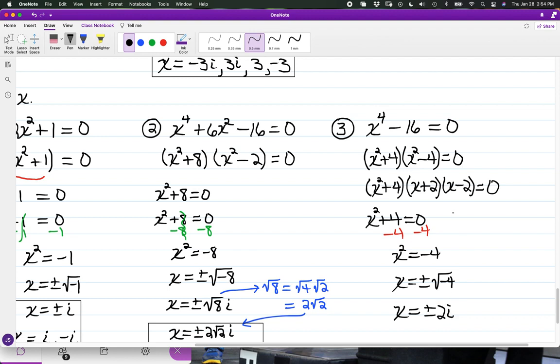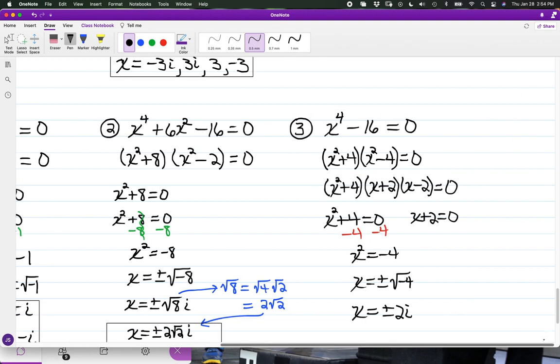And for x plus 2 and x minus 2 equal to 0, if I respectively take 2 away from both sides and add 2 to both sides, for x plus 2, we have x is equal to negative 2. And for x minus 2, I'm going to have x is equal to 2.